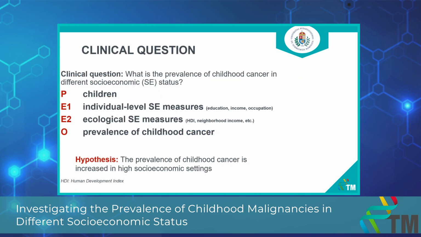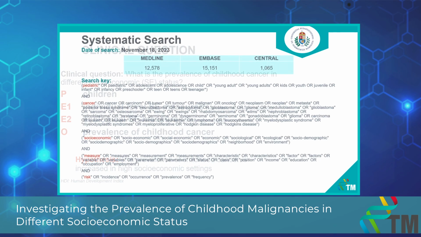We came up with a clinical question: what is the prevalence of childhood cancer in different socioeconomic status? We use the PEO framework with population children. The exposure one will be the individual socioeconomic measure. The exposure two will be the ecological socioeconomic measures, and the outcome is the prevalence of childhood cancer. Our hypothesis is that childhood cancer is increased in high socioeconomic settings.